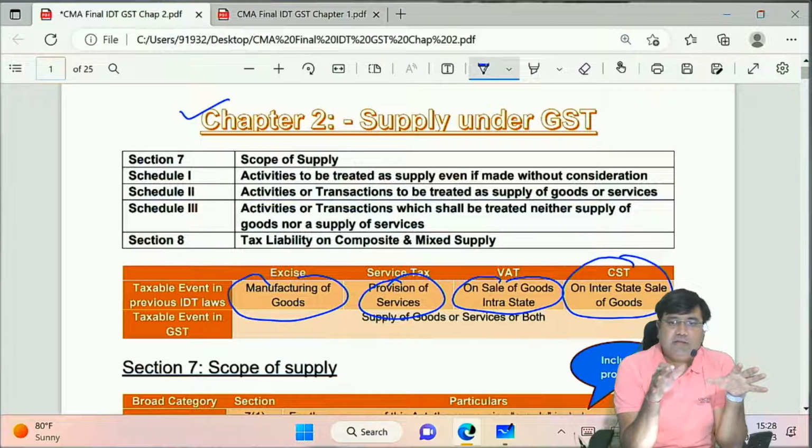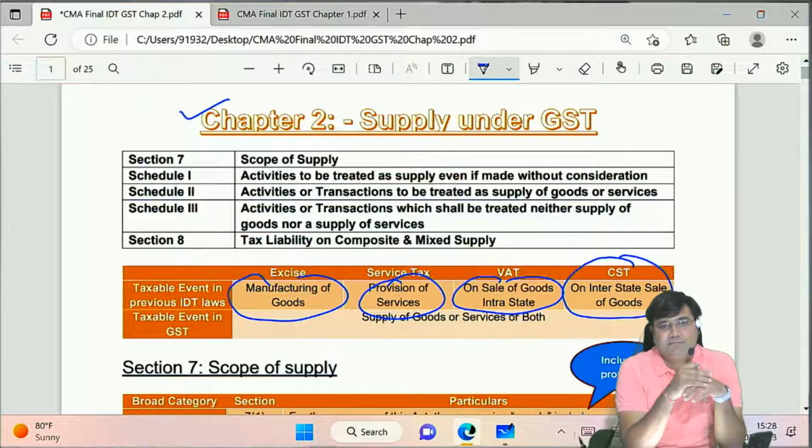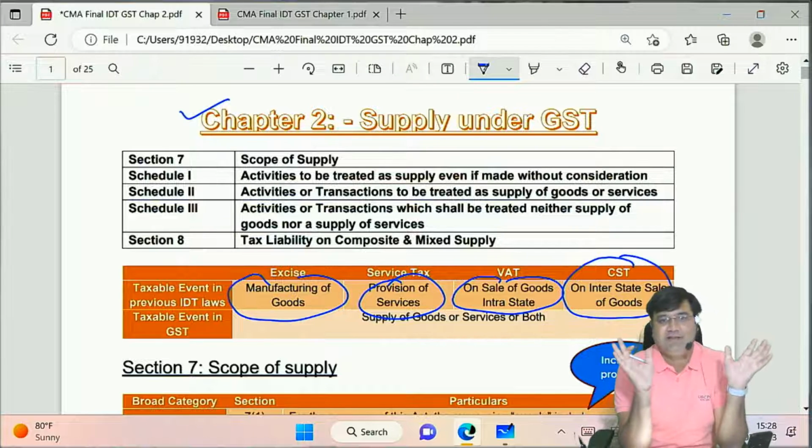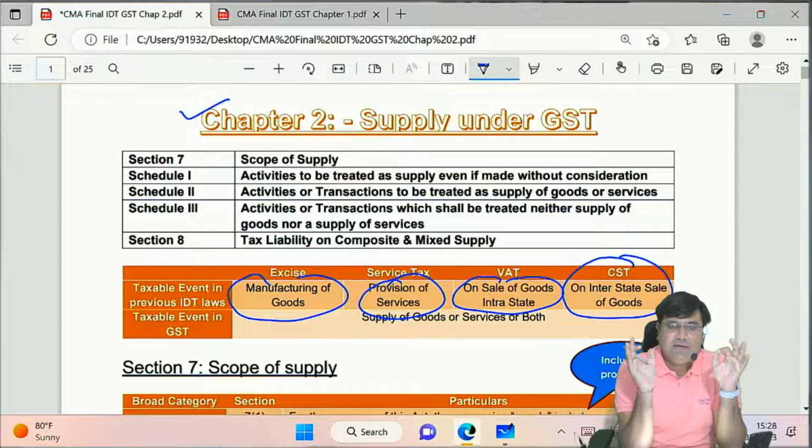Now all the other goods and services are subject to GST. When are they going to be subject to GST? When there is supply. What is supply? Supply is a taxable event in GST. If supply is there, GST is there. No supply, no GST. So a taxable event is an event which is going to trigger any particular tax law. In case of GST, what is that? Supply. Supply is there, GST is there. So that's why this chapter is a very, very important chapter.